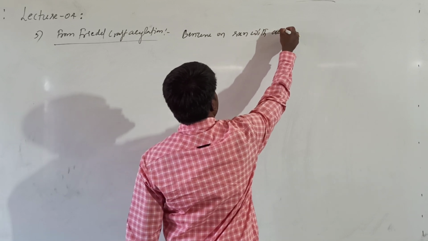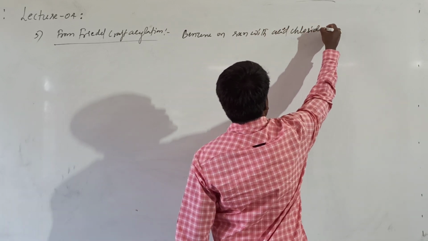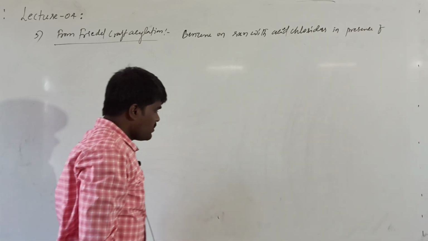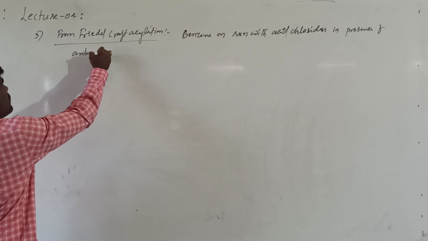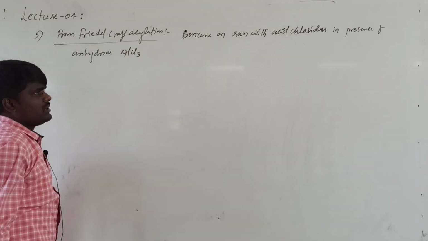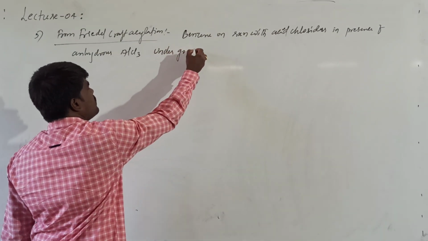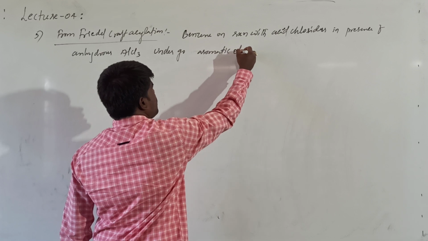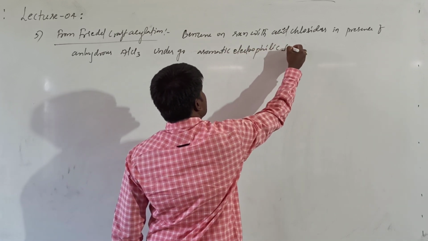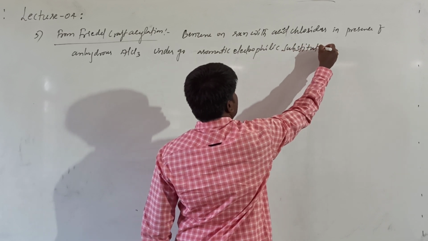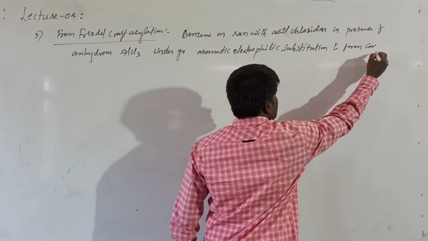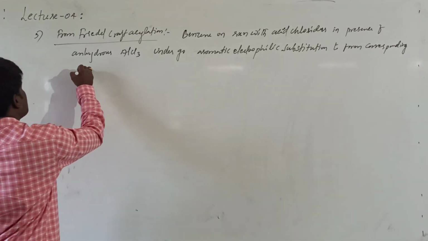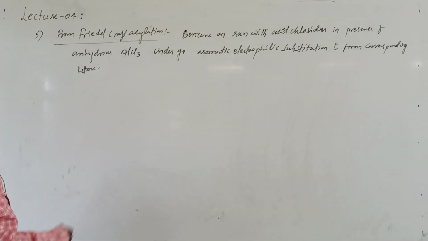with acid chlorides, in presence of Lewis acid such as anhydrous aluminum chloride, undergo electrophilic substitution, aromatic electrophilic substitution, to form corresponding ketones. Corresponding aromatic ketones it will form.